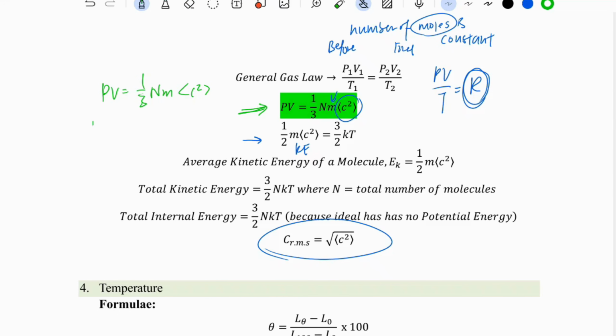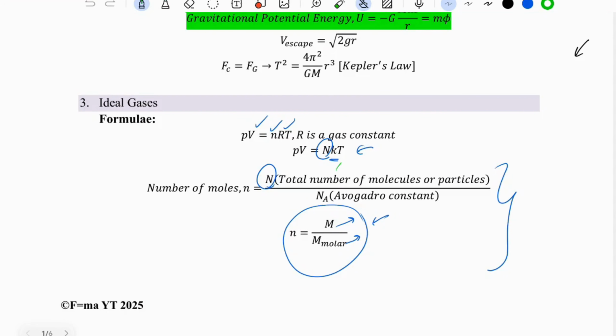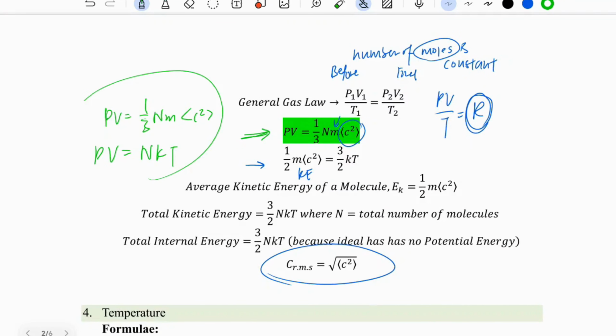Then you know another formula is PV equals NkT, which we just saw. So you equate them both, your N will cancel out, right? So that is why there's no N in this formula. Then you divide 2 both sides, you'll get half one side and 3 over 2 another side.